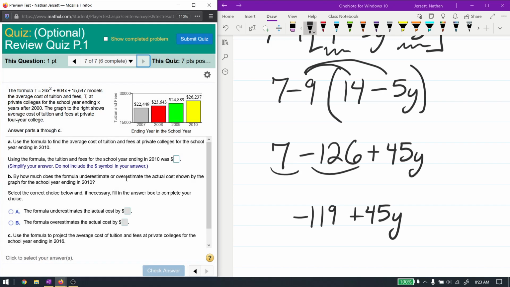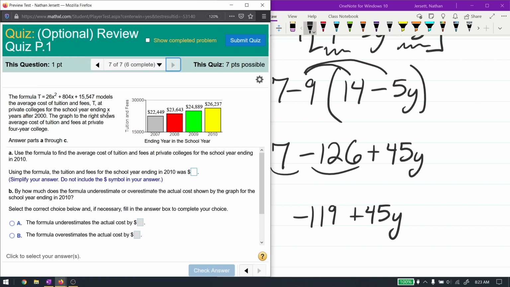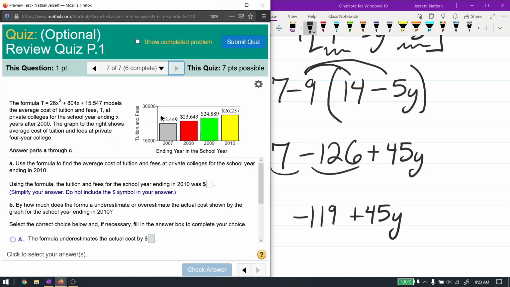All right, last problem. We have a formula. And it's saying that we have, let me get some room again, data here that's been collected for different school years. And we have a model that's been extrapolated from this data. It's been created by this data, and it's supposed to model this real life behavior.